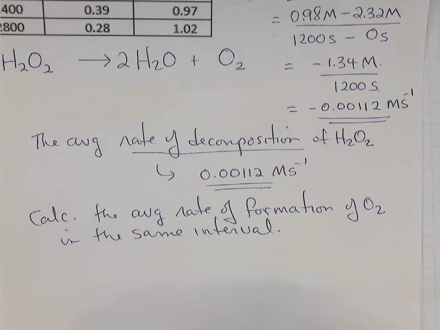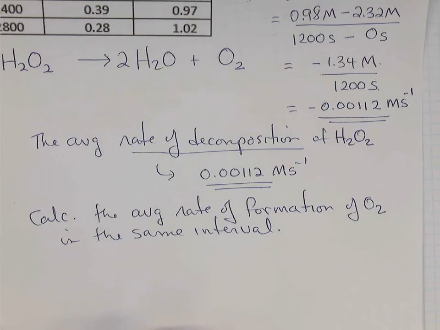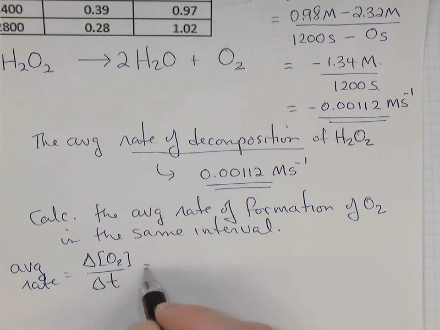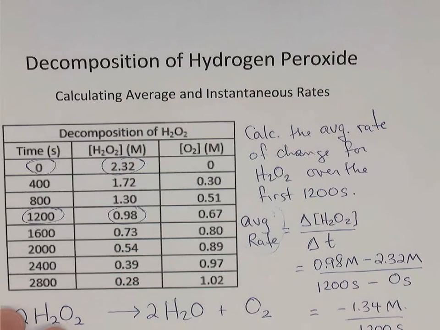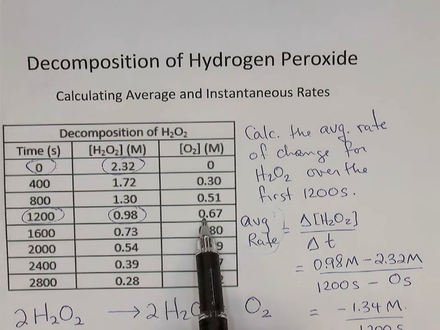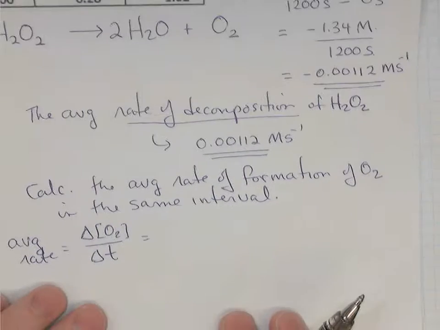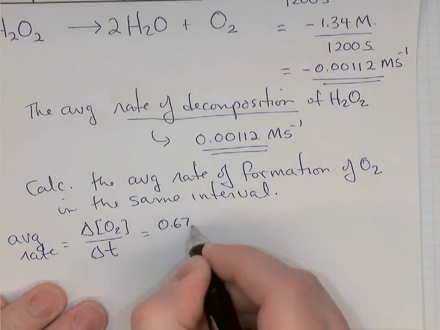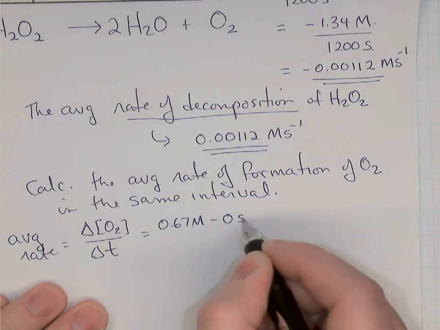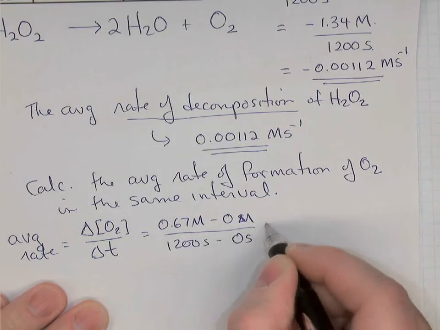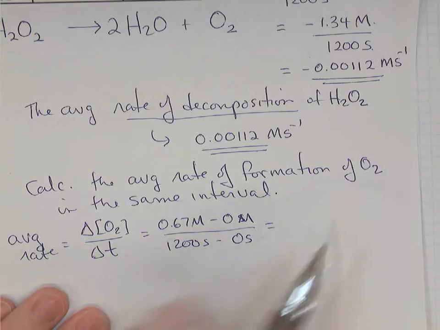Now you could set this up in exactly the same way that we did the previous question. We could say the average rate is the change in concentration of oxygen over change in time, and the oxygen's change would have been 0.67 molarity minus 0, right? That's the final minus the initial concentration. So 0.67 molarity, take away its initial 0 molarity, and then on the bottom 1200 seconds minus 0 seconds, and that would give me 0.67 divided by 1200.